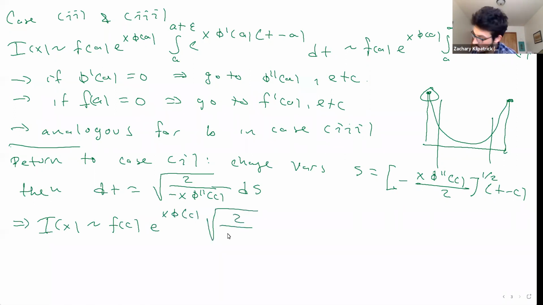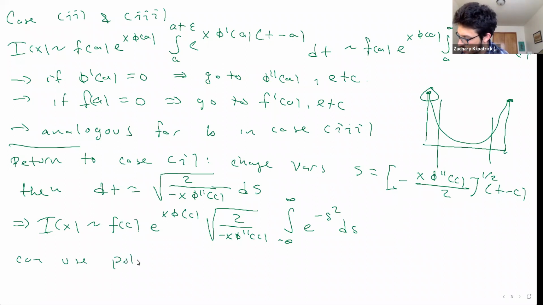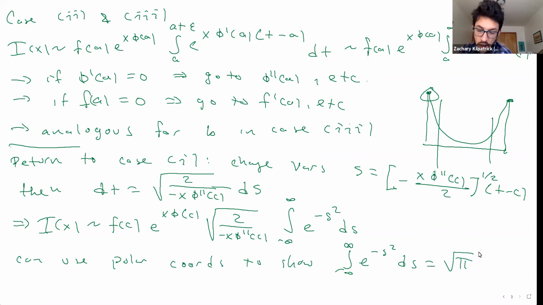Now this term becomes a prefactor to our integral, and our integral now is just e to the minus s squared ds. I'm sure you remember this trick from Calc 2 or Calc 3, where you take the product of two integrals like this. You can use polar integration, and you can show that the integral from minus infinity to infinity of e to the minus s squared ds is equal to the square root of pi.